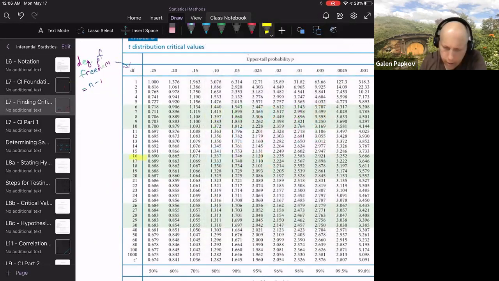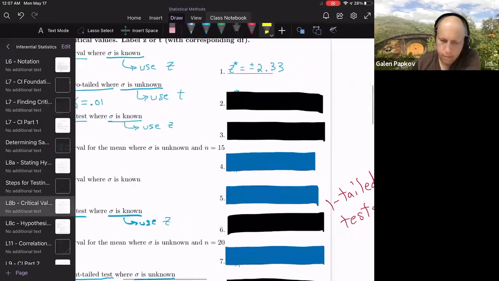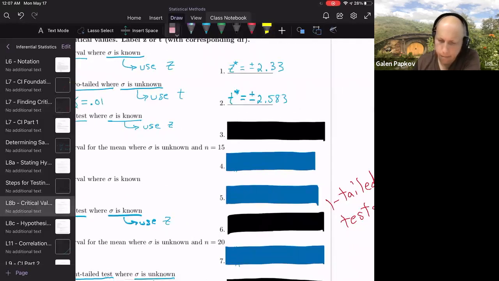So 16 degrees of freedom, 0.01 column. And that brings us to 2.583. It's two-tailed, so that's plus or minus 2.583. And there you have it. And notice I'm labeling also whether it's a T star or a Z star.